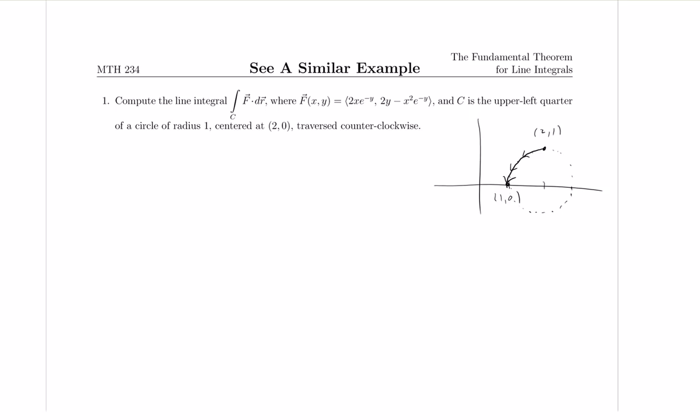Now I said we're going to try to use the fundamental theorem, so we're not going to compute the integral directly. So the first thing we want to do is check if partial q partial x equals partial p partial y, where p and q are the components of f. So p is the x component and q is the y component.